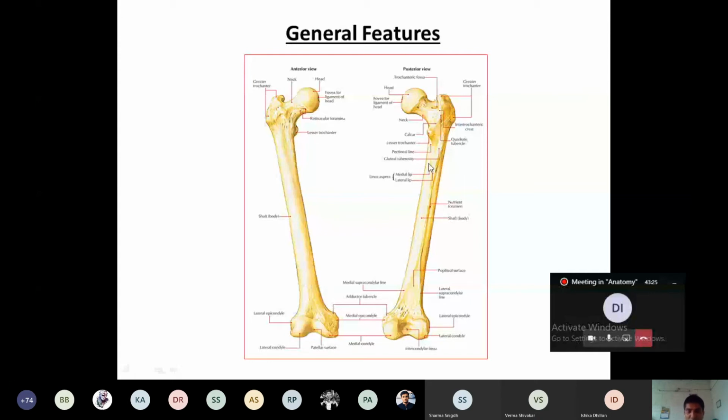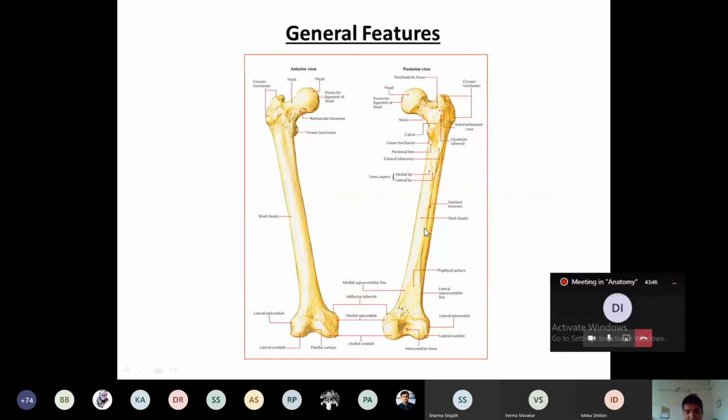Okay, and here the medial lip, if you trace superiorly, it will reach the spiral line. This line is the spiral line. Here, this line is the spiral line. All right. What is this line? Spiral line. Here, what is this one? Gluteal tuberosity.